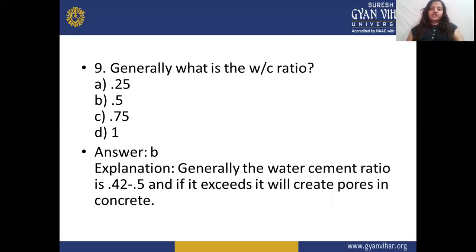Generally, what is the water cement ratio? The options are 0.25, 0.5, 0.75, and 1. So the answer is B. The explanation is that the water cement ratio is between 0.42 and 0.5, and if it exceeds this, it creates pores in the concrete. The pores can be created due to bleeding or formation of honeycomb patches in the construction structure, and those areas are considered weak spots where excessive loading can cause the demolition of the structure.